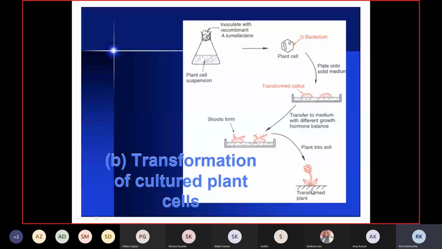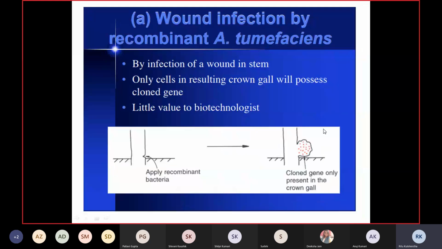So it means from one plant cell, I could regrow my whole plant, which was not possible in this scenario, because here my gene of interest would have been transferred to only select cells, which I don't want.